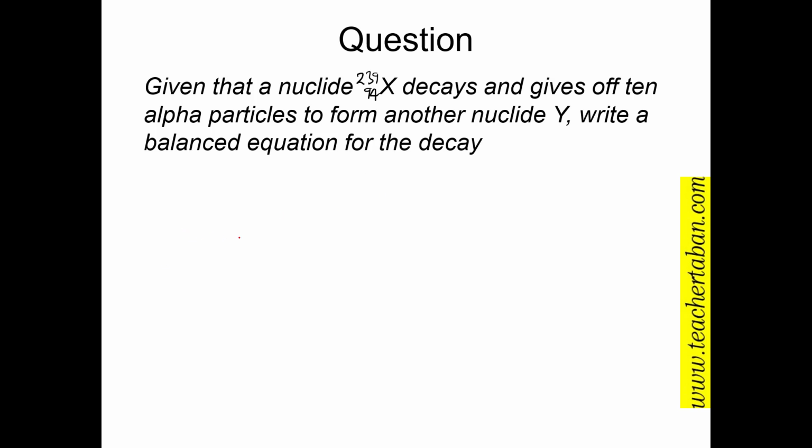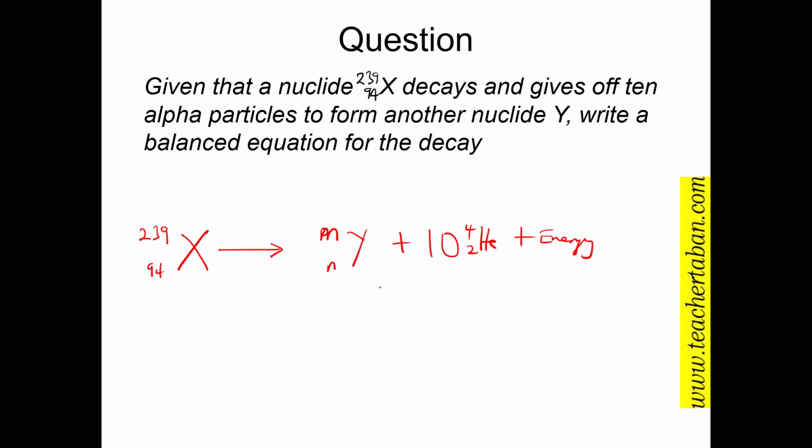Okay, so in our solution, we shall simply say that we have our nuclide X, which is the parent nuclide, 239, 94, decaying to another nuclide Y, whose values I can simply write as M and N. You can write any other letters, plus 10 alpha particles. We know the alpha particle is written as a helium nucleus, then plus energy. So what we need to do here is to find the values of M and N to come up with the balanced equation. Have you done that?